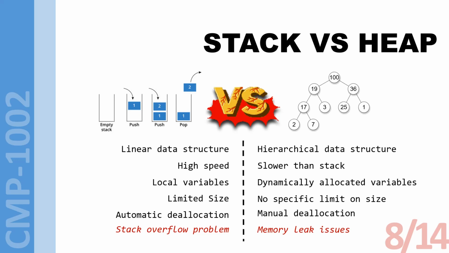Stack will generally have a very small limited size, whereas heap generally doesn't have a specific limit. The hard constraint is going to be the size of your RAM and the memory allocation policy of the operating system that you are using. Stack variables will be automatically deallocated, whereas the heap variables will be manually deallocated by the programmer.